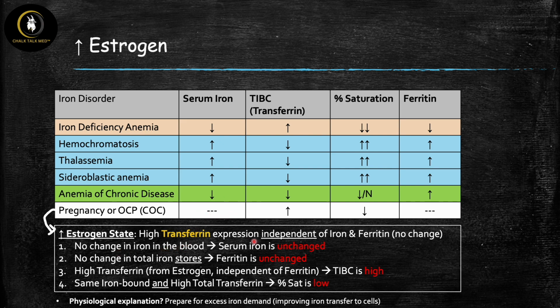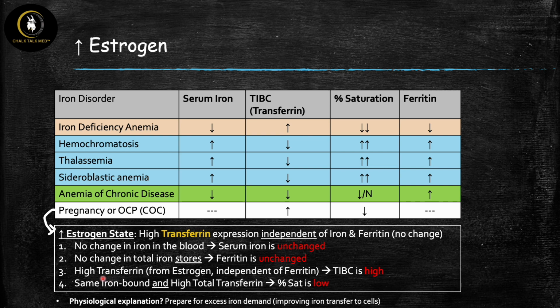Serum iron is not going to change because this is independent of serum iron levels, so there's going to be no change in the iron levels in the blood. Serum iron levels are unchanged. There's also going to be no change in the total iron stores. Remember, this is the amount of iron stored inside of the cells, and that's all determined by ferritin. And again, as I mentioned earlier, this is independent of ferritin, so there's no change in the ferritin levels.